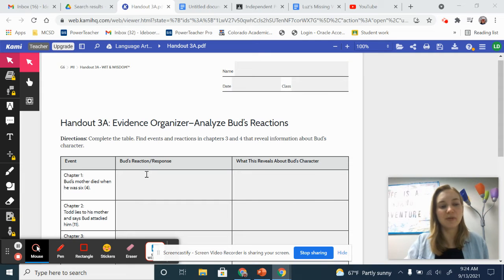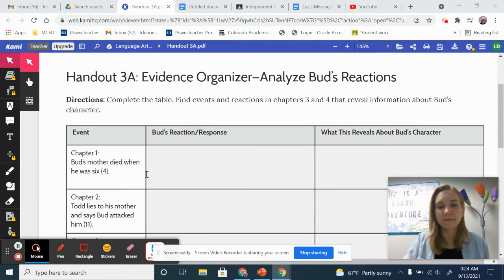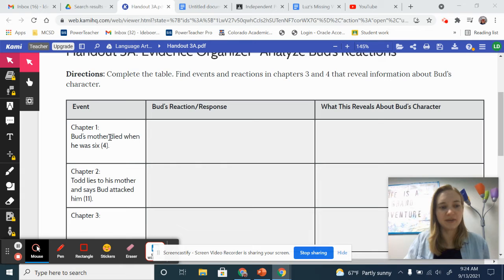So we're going to look at some of the ways Bud reacted to things and what that might tell us about him. So the first one, Bud's mother died when he was 6. We learned that in chapter 1, right? Okay, how did Bud react to that? Give me a sentence or two. What did he do? How did he act? And what does that tell us about Bud?